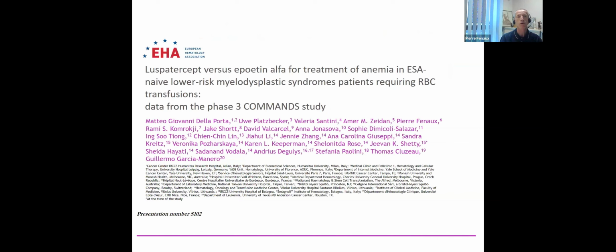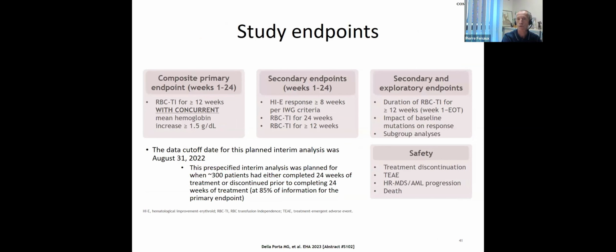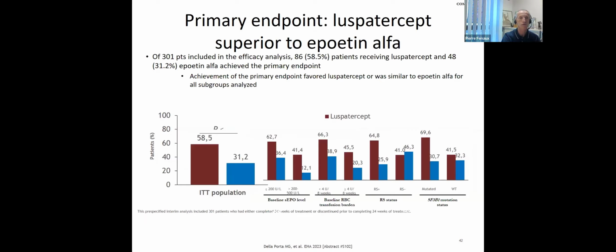Now, the drug has been used for first-line treatment in low-risk MDS, irrespective of being ringed sideroblast positive or negative. That is the COMMAND study, which is now published in the Lancet. It compared luspatercept and EPO in patients who were treatment naive, but who had red blood cell transfusion dependence. The primary endpoint of the study was red blood cell transfusion independence. And as you can see, it was achieved in 58% of patients with luspatercept and 31% of those treated with EPO.